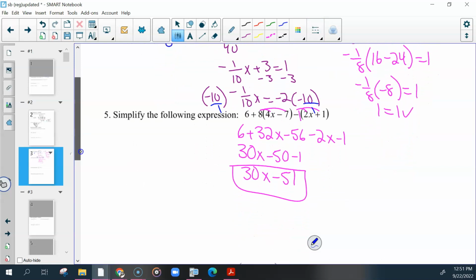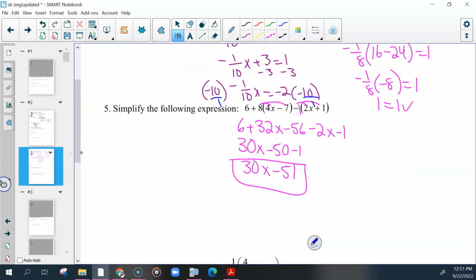Number 5, when you simplified, you should have gotten 30x minus 51. Questions on that one?